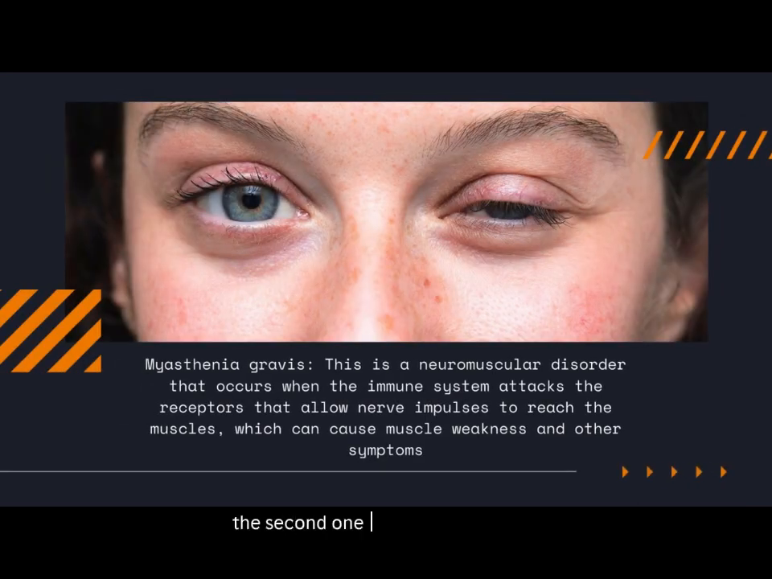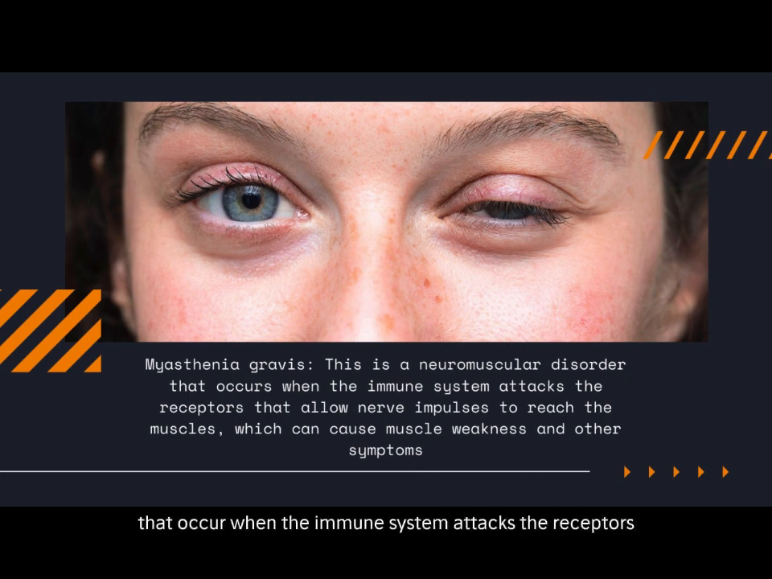The second one is myasthenia gravis. This is a neuromuscular disorder that occurs when the immune system attacks the receptors that allow nerve impulses to reach the muscle, which can cause muscle weakness and other symptoms.